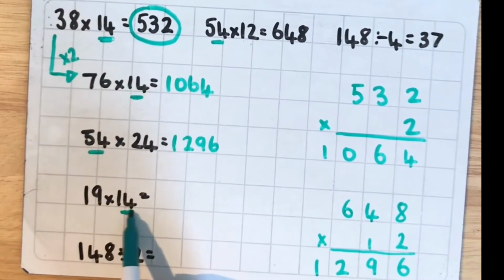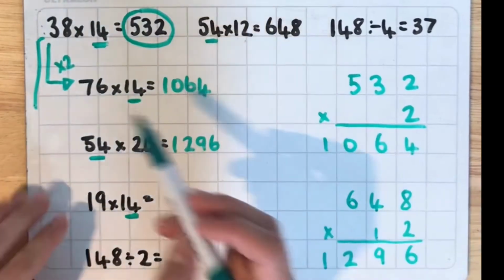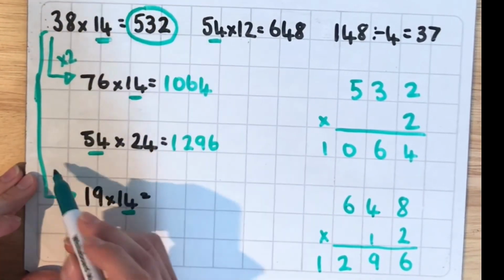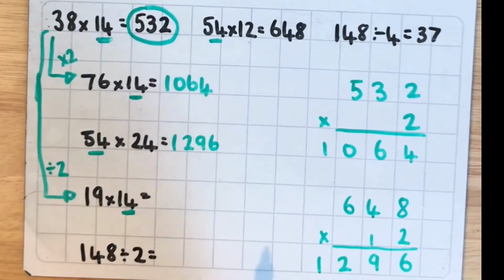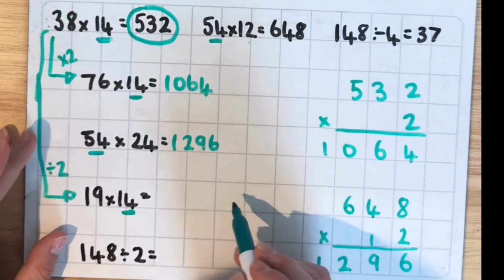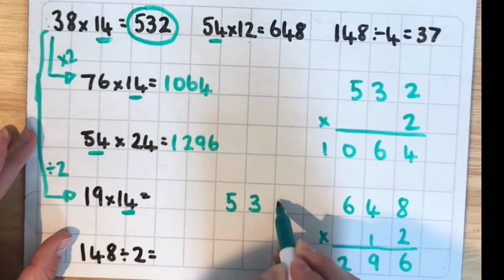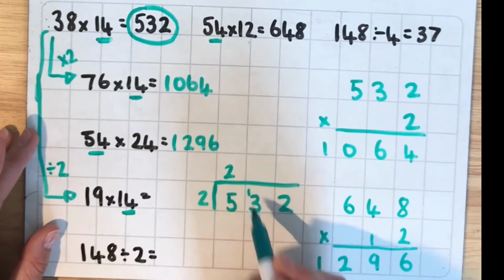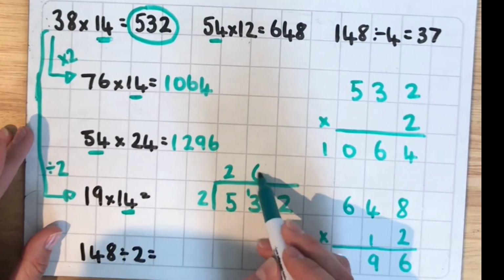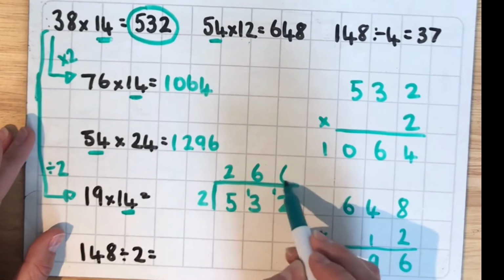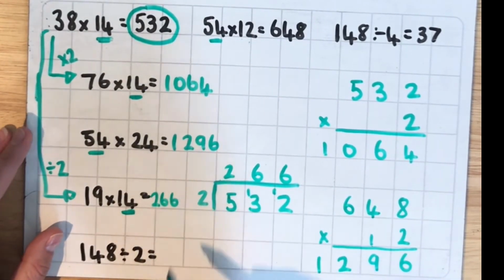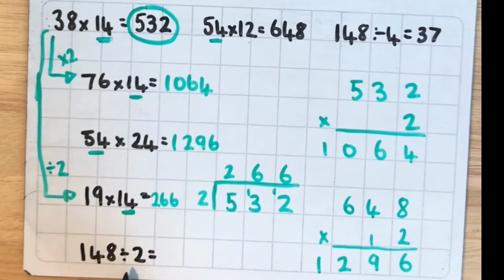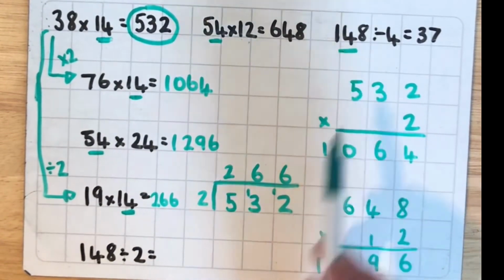Number 3, 19 times 14. We're thinking about multiplying by 14 again. This time the 19 is half of 38, so we're halving the amount that we're timesing by 14. So what we need to do with our answer is half it. So 532, and we're going to divide by 2. 5 divided by 2 is 2, carry over 1. 13 divided by 2 is 6, carry over 1. 12 divided by 2 is 6, so your answer there is 266.